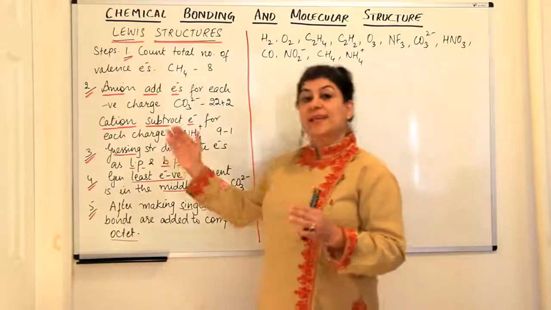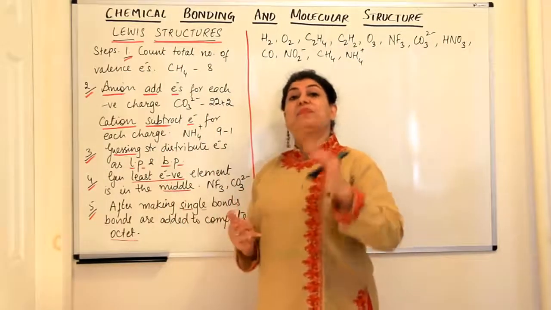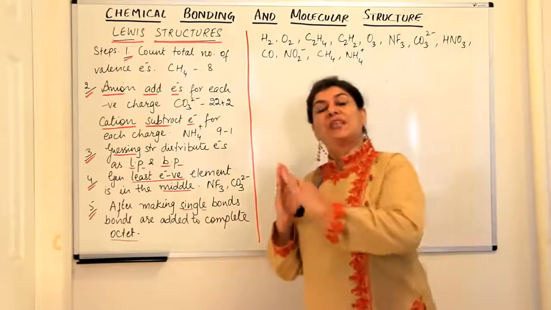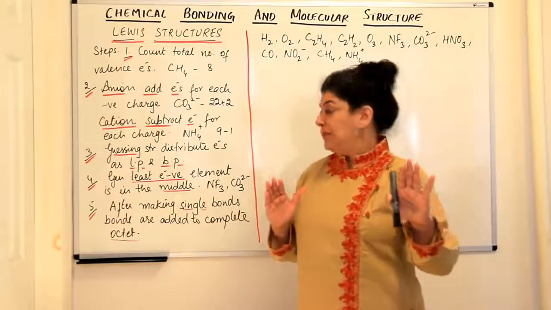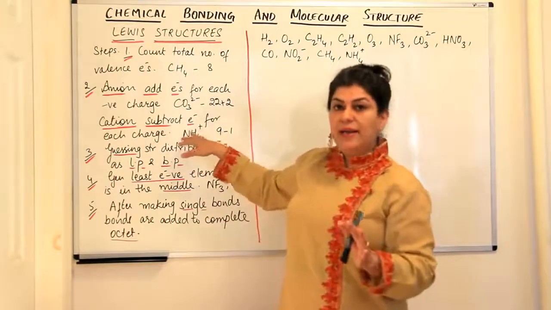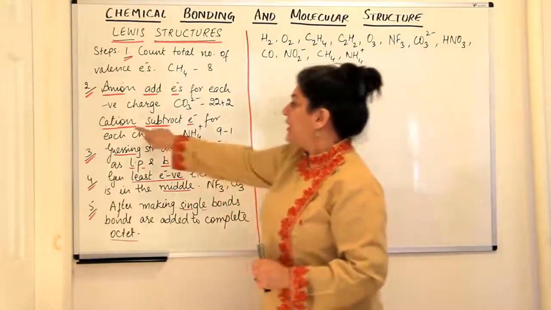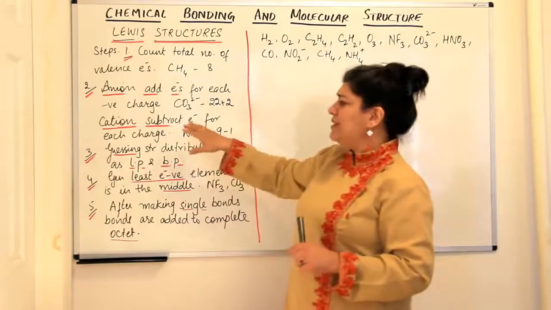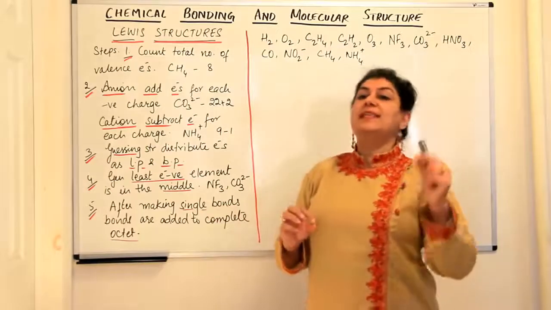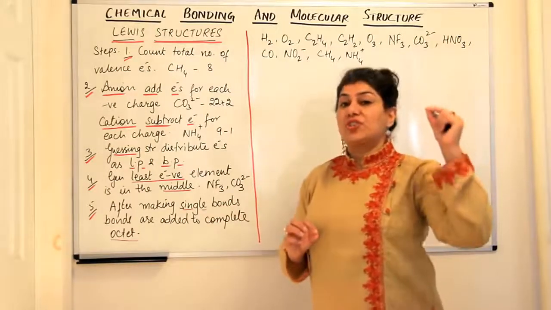If the ion is a cation, which means it is positively charged, and a positive charge is possible when electrons have left a species. It can be an atom, a group of atoms, an ion or a molecule, whatever. So if it is a cation, you have to subtract the same number of electrons as the number of positive charges on the ion.